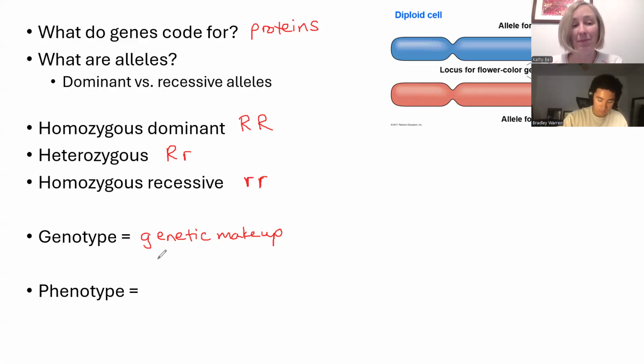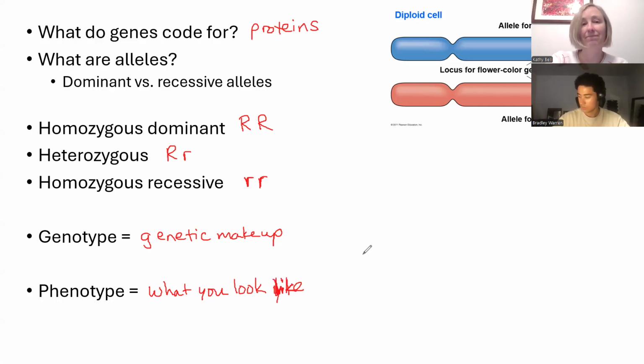Okay, and then your phenotype is just what you look like. Depending on what traits you're looking at, maybe you have brown hair, you have blue eyes, it could be your skin color, how tall you are. So phenotype could be a lot of different things. It's what you look like. Just knowing those vocabulary words would be really good to know.